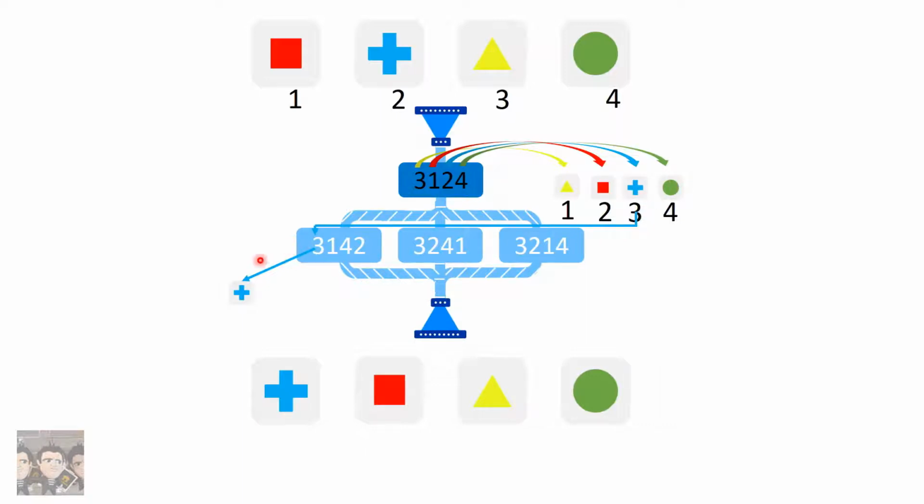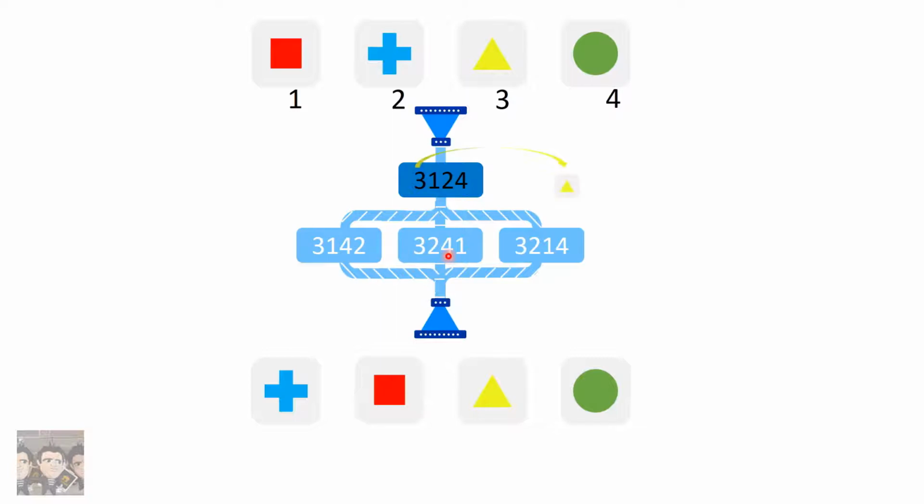Okay. So now number 3 is blue. Number 1 is yellow. Number 4 is green. Number 2 is red. But this is not the correct answer we have. So this is not our answer. All right. Now let's go to the other one.